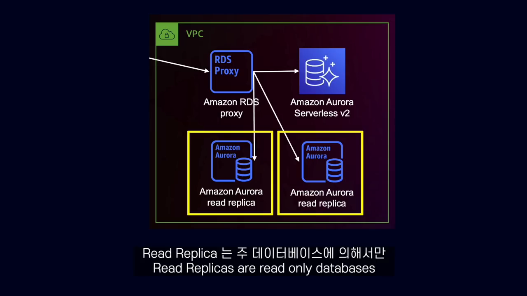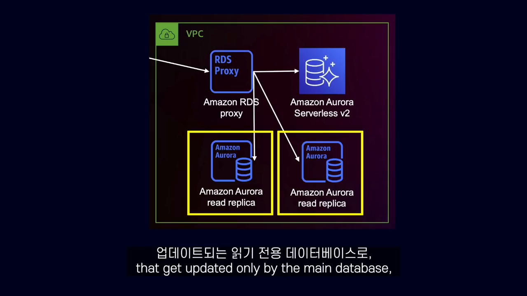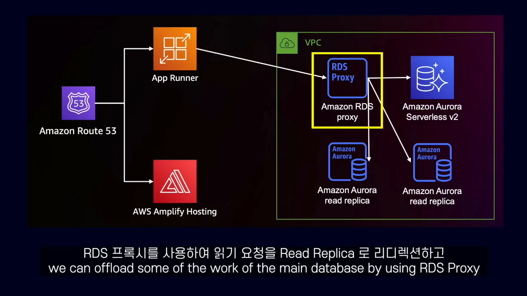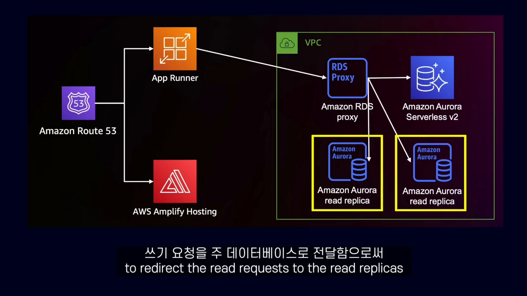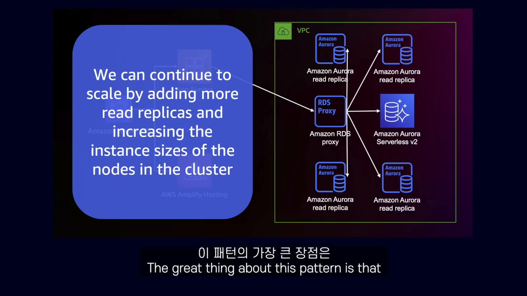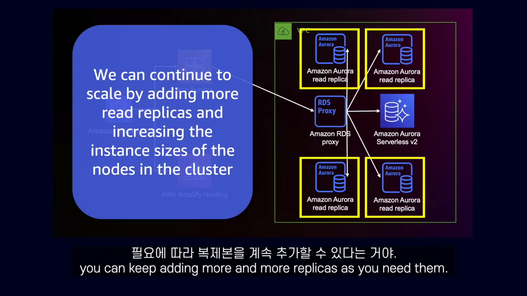Read replicas are read-only databases that get updated only by the main database. If we have lots of read requests, we can offload some of the work of the main database by using RDS proxy to redirect the read requests to the read replicas and forward the write requests to the main one. The great thing about this pattern is that you can keep adding more and more replicas as you need them.